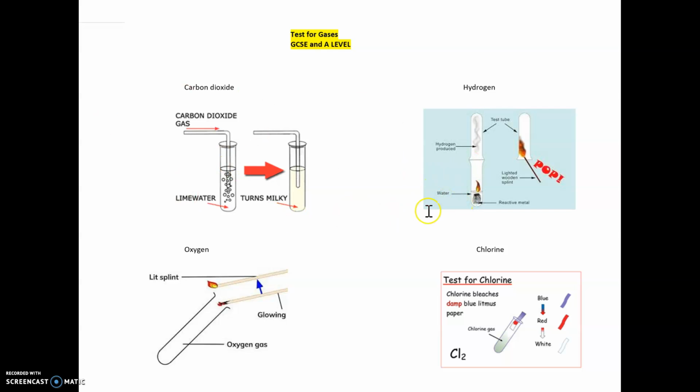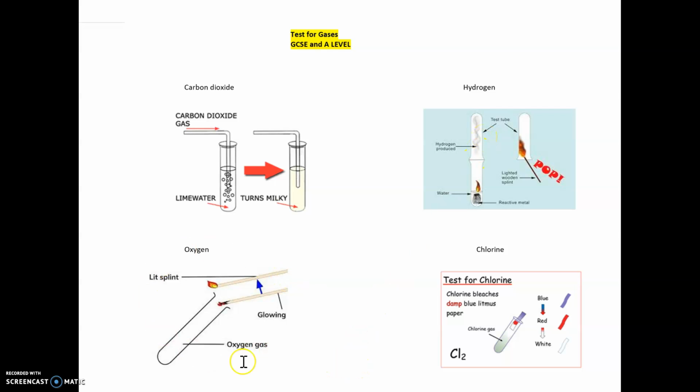If you were to test for hydrogen, it's called a squeaky pop test. So what you do is you collect the hydrogen gas as shown here. You then get a splint, a lit splint that's got fire on it. Then you put it into the gas and it should make a squeaky pop.